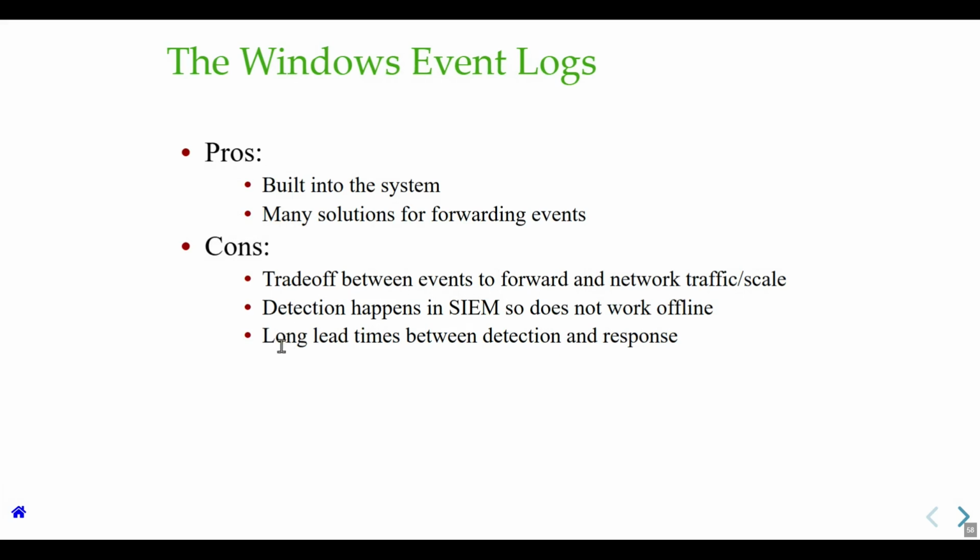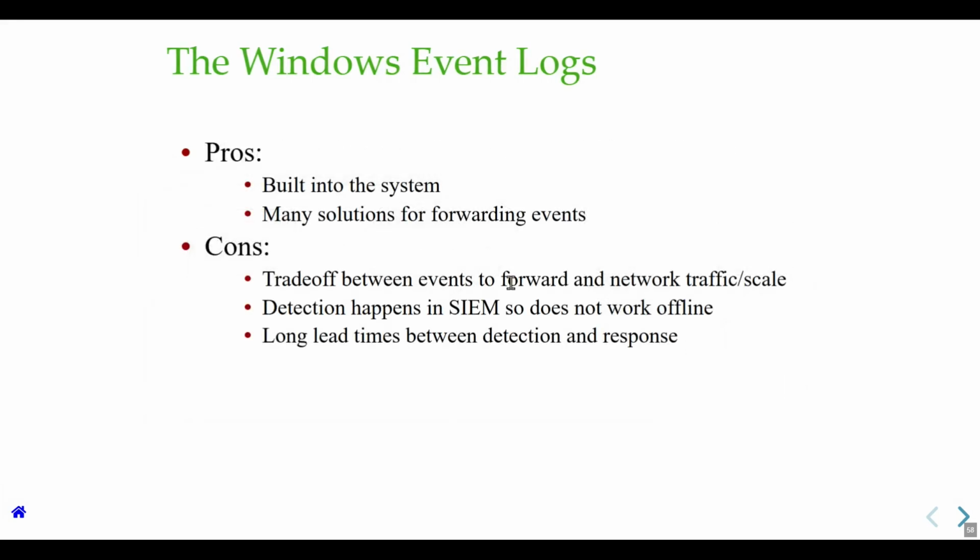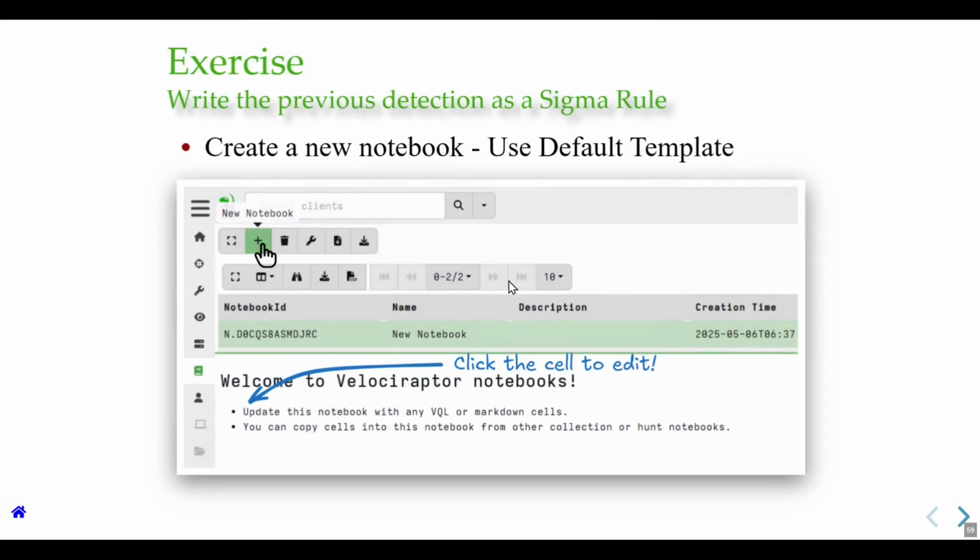And then we also have a long lead time. By the time the events are all forwarded to the SIEM, and then we query them, and then we detect something, and then we have to go back to the original event, that increases the loop. We might want to get more data. We'll talk about that a bit later as well. So these are the disadvantages with this kind of scheme.